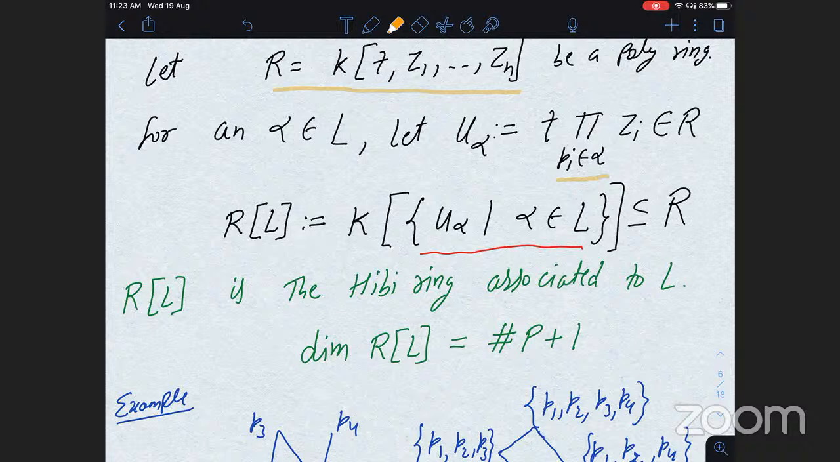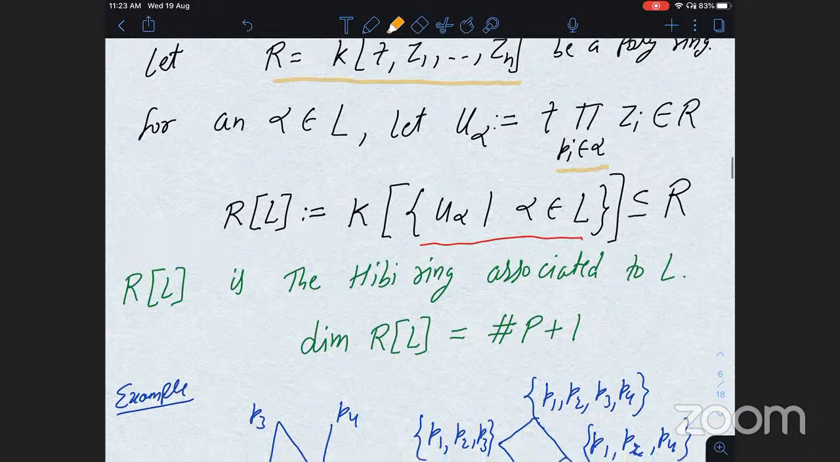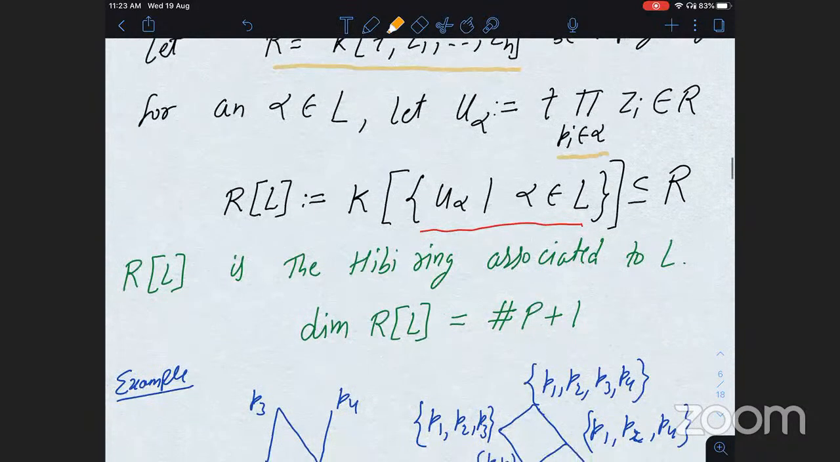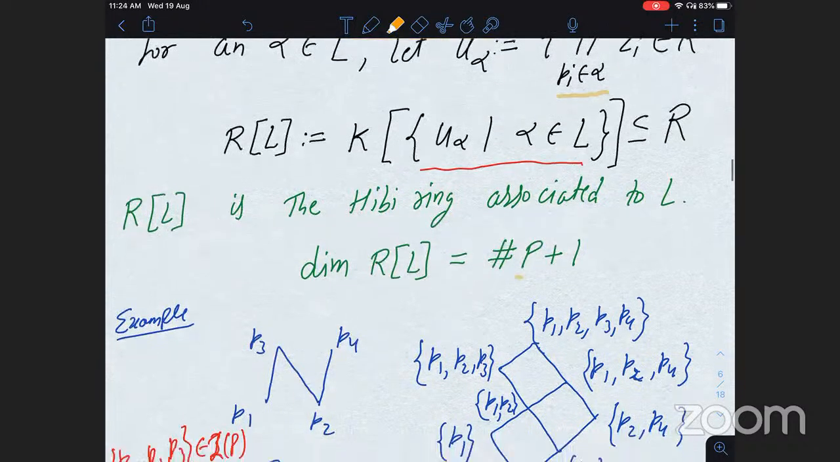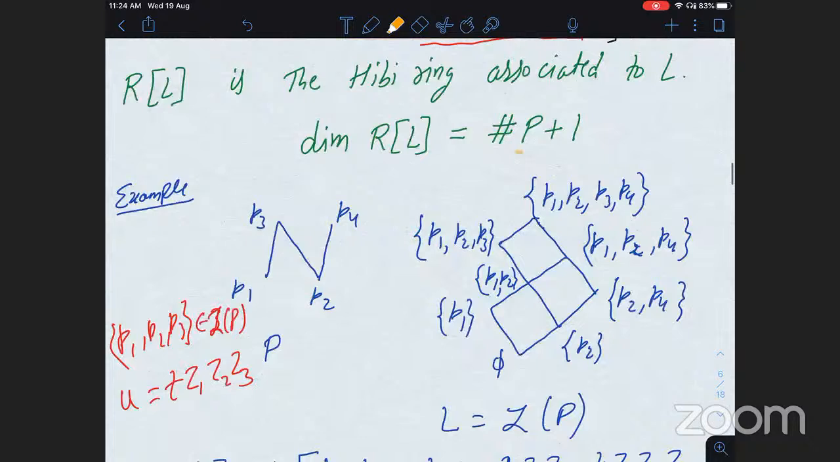So the next task that we want to do is to relate the algebraic properties of the ring with the combinatorial properties of the distributive lattice or the poset of join-irreducibles. The first observation is that the Krull dimension of this ring R_L is equal to the cardinality of P plus 1. Okay, so now let me give an example. Let P be this poset, with elements p1, p2, p3, p4.